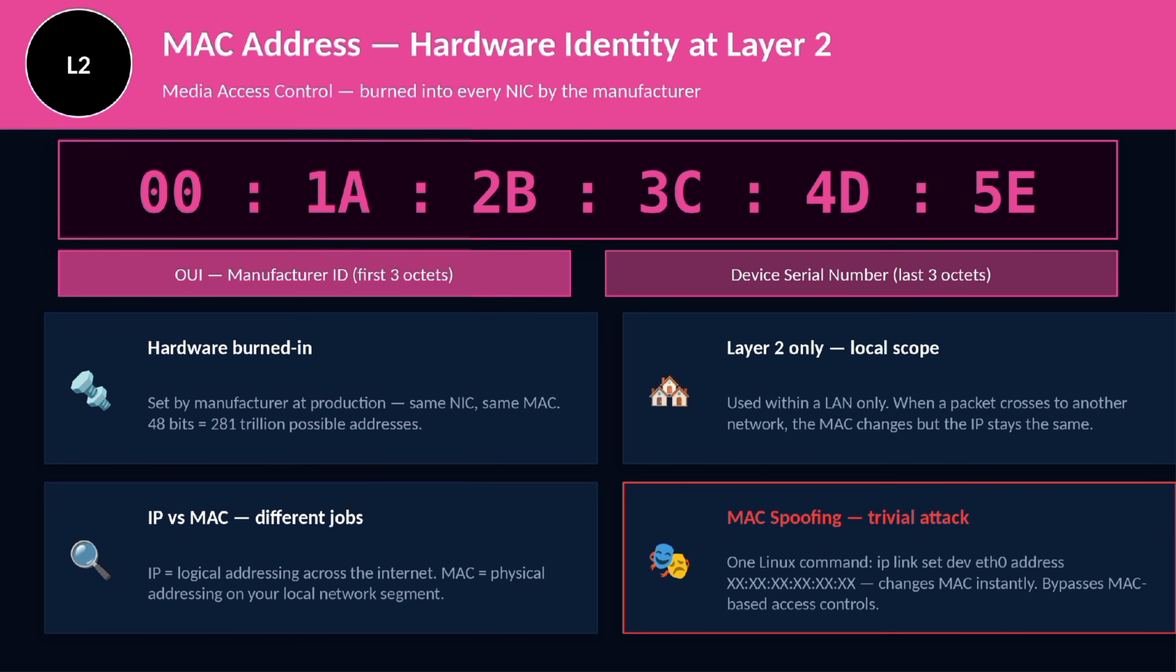MAC addresses work at the data link layer, that's layer 2. They are used for communication within a local network only. When data moves across networks, the MAC address changes, but the IP address stays the same. Cybersecurity relevance. MAC spoofing is very easy. An attacker can change their MAC address to impersonate another device, bypass restrictions, or hide their identity.